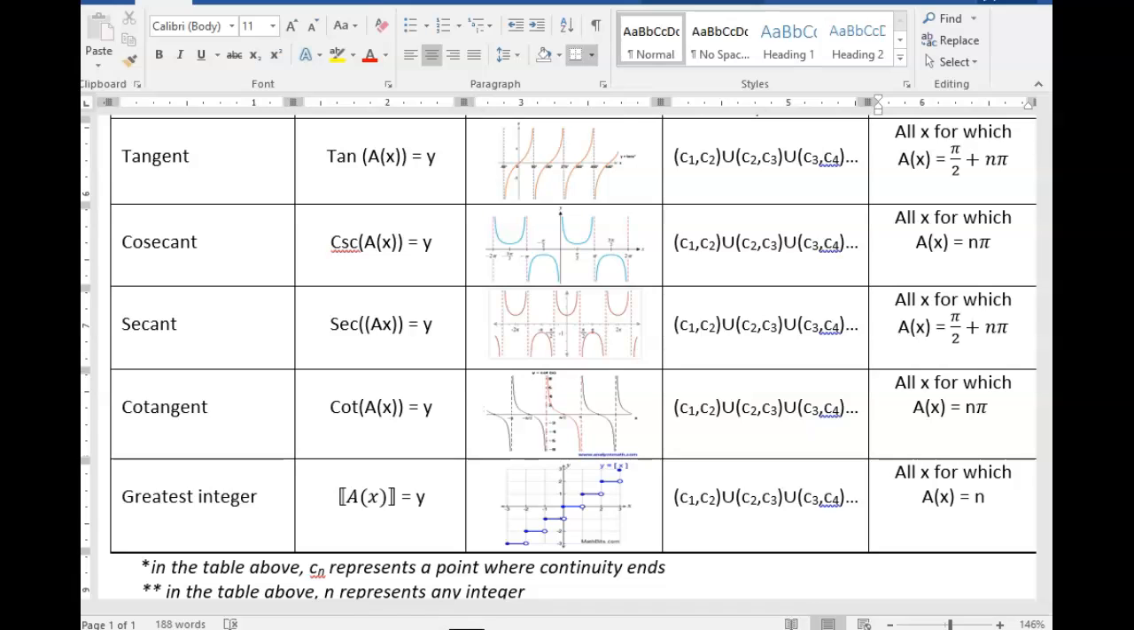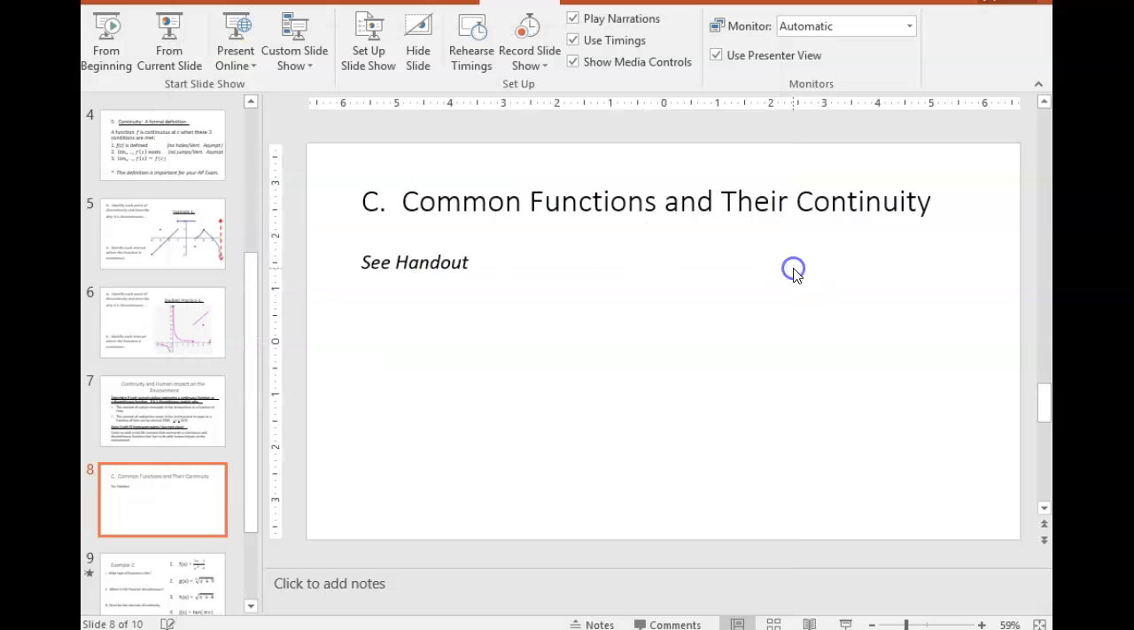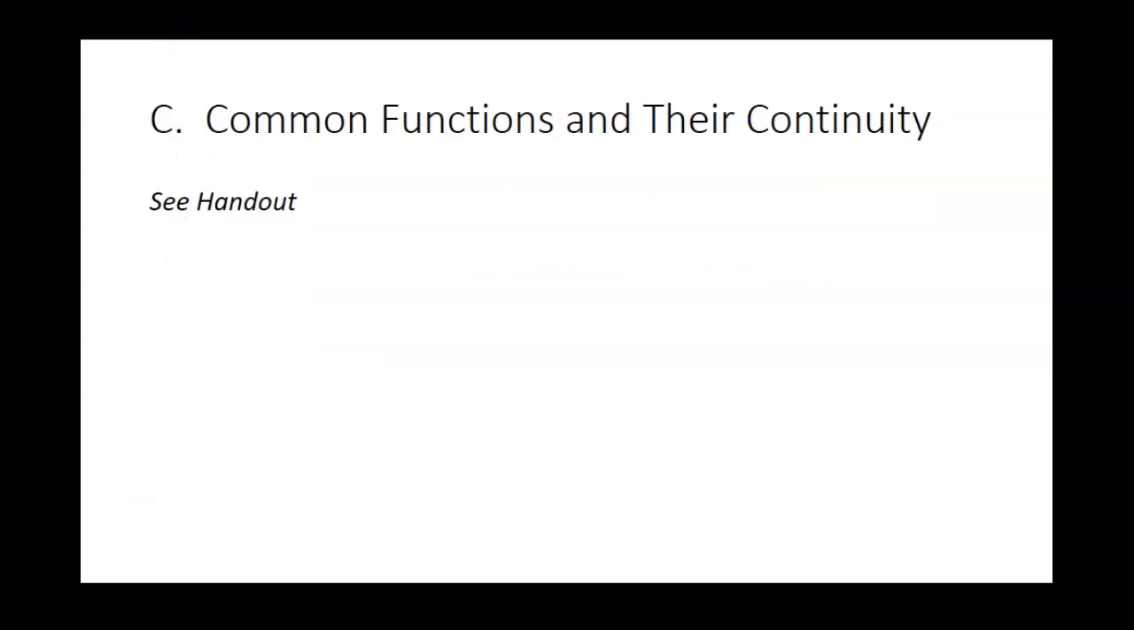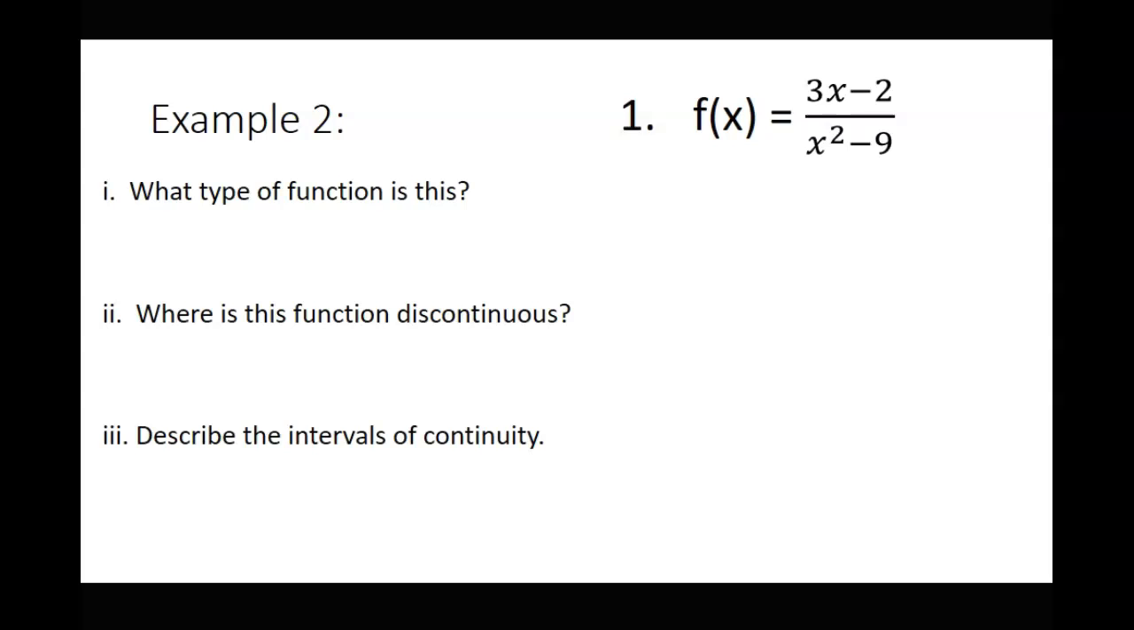And in case you guys forgot, what we did last class was we were looking at continuity of functions on a graph. But now we're going to talk about continuity just by looking at an equation. And the only way you can really do that is with this sheet, knowing where it's continuous at and where it's not. So let's go ahead and do our first example then. Example 2.